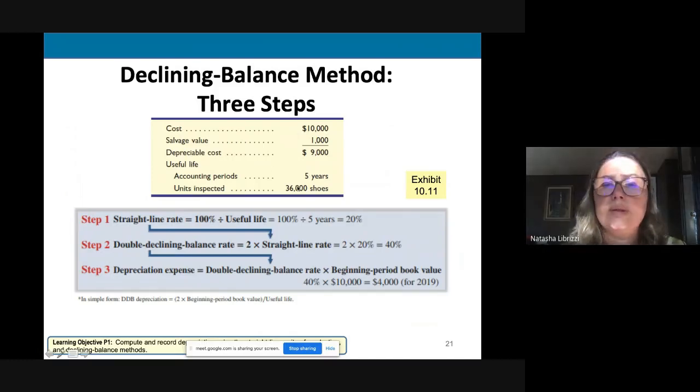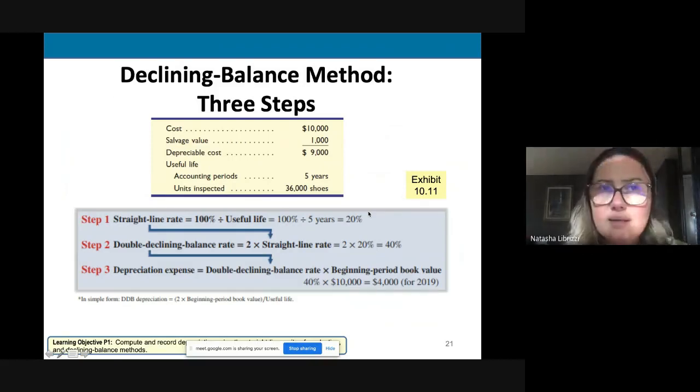We just care about this data right here. So the first step, we calculate the straight line rate. We take 100% divided by useful life. So we do need to do percentages for this one. There's no way around it. So 100 divided by 5 is 20%. That's your straight line depreciation.